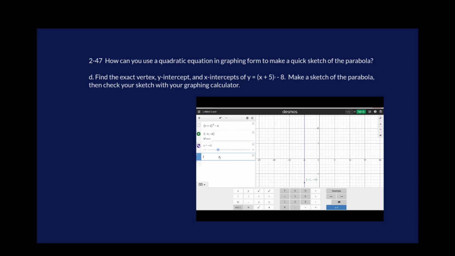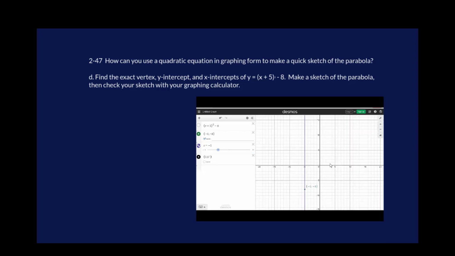Now it's time to plot a few points, and then we'll unmute this equation and see if we've done it correctly. Since I have to find the y-intercept, I'm going to start by putting in a 0, comma, and then I'm going to go to this equation, and 0 plus 5 would be 5. 5 squared is 25. 25 minus 8 is 17. So that means the y value of that coordinate is 17, and that's my y-intercept. Can't see it very well, so let's move it down a little.